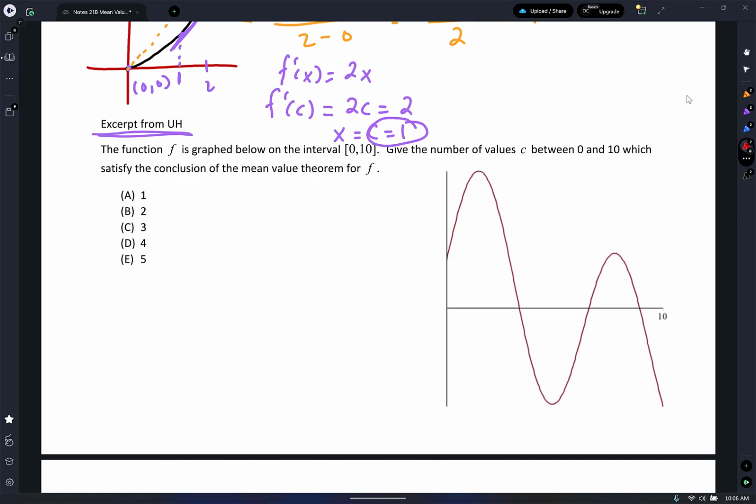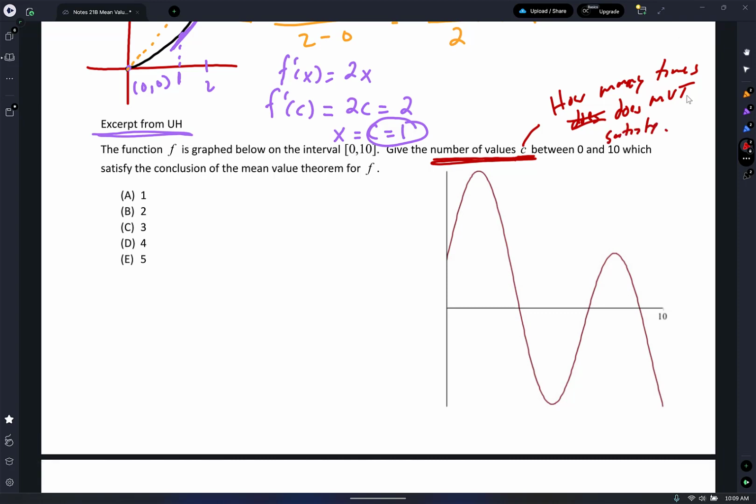The function f is graphed below on the interval 0 to 10. Okay. Give the number of values c. So c is how many times it happens between 0 and 10. Give the number of values, underline number of values c, between 0 and 10, which satisfies the conclusion of the mean value theorem. So how many times does it happen? That's what c is in this one. How many times does MVT, how should I say it, satisfy?